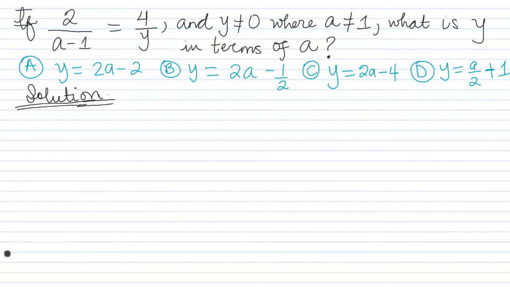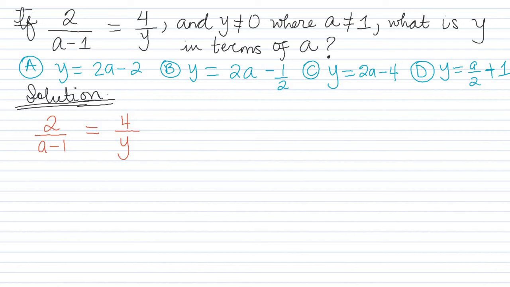So back to the question, we had: if 2 over a minus 1 equals 4 over y, and y is not equal to 0, where a is not equal to 1, what is y in terms of a? So we're given an equation where we have 2 over a minus 1 equals 4 over y. And we're told up front that y is not equal to 0, right?